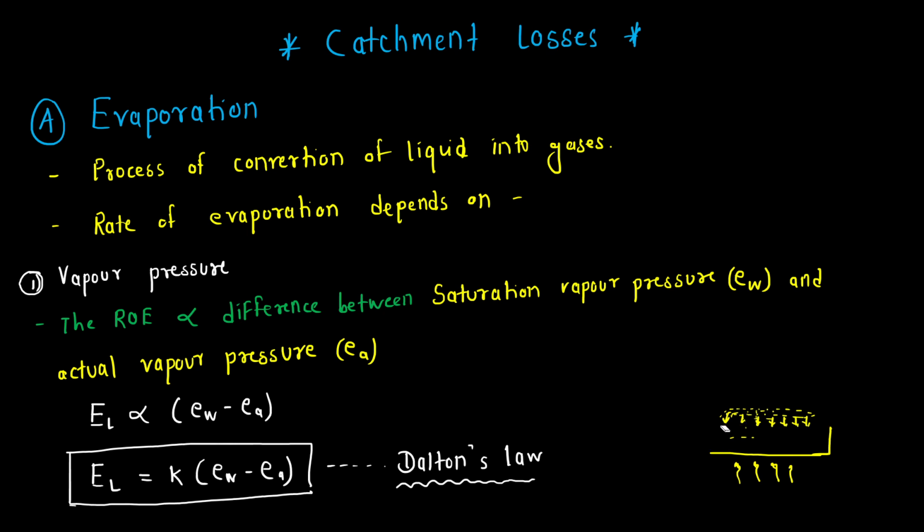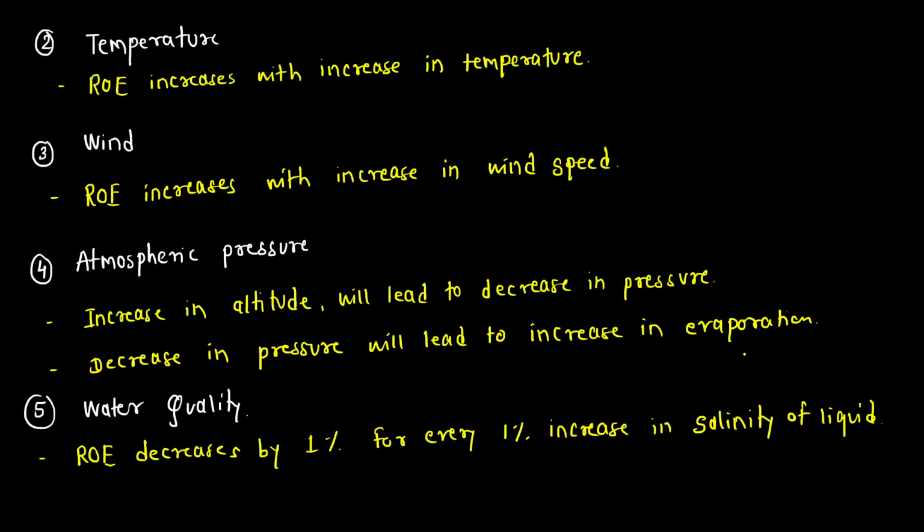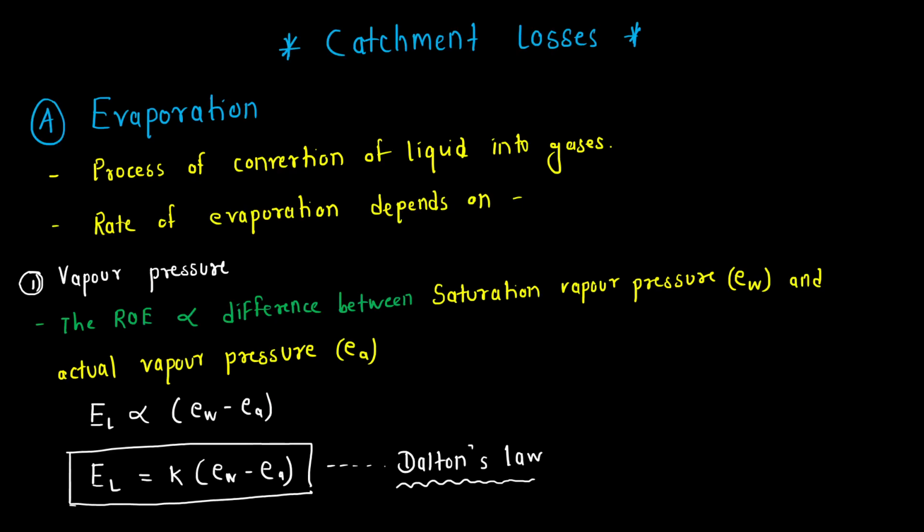We don't have to go into much detail about this. This much is sufficient. Just remember Dalton's law and the other parameters, and how the rate of evaporation gets influenced by them. Okay, so that's it for the evaporation basics. In the next lecture we will see how to measure evaporation, that is, methods of measurement of evaporation.